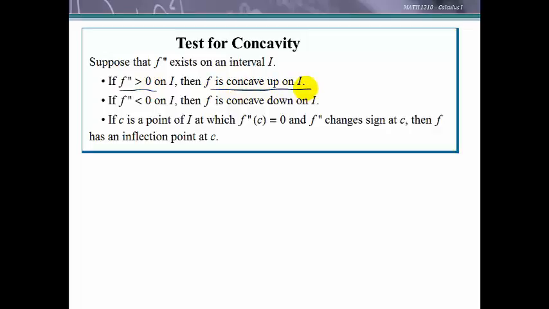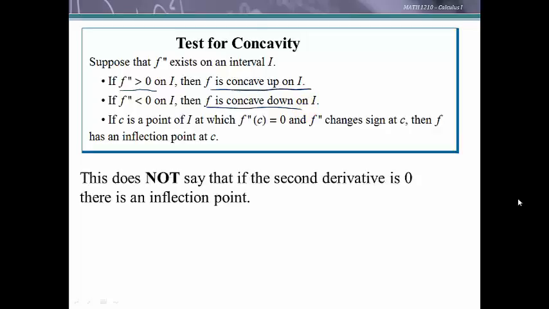If the second derivative is negative on the interval, so the derivative of the derivative negative tells us that the derivative function is decreasing, then we've got concave down. If C is a point on the interval and the second derivative equals 0 and the second derivative changes sign at C, then we have an inflection point at C. Notice some things it does not say that sometimes students mistakenly read into this.